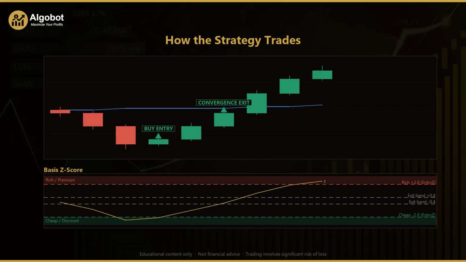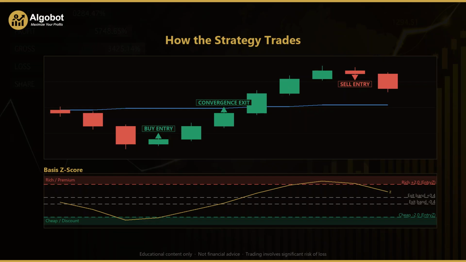Now watch the mirror image unfold. After that reversion, price keeps pushing higher and overshoots to the upside. It rises well above the fair value line, and in the panel below, the Z-score climbs through the +2 threshold into the premium zone. Price is now statistically rich. Just as before, the strategy waits. On the strongest up candle, the basis is still expanding, so no order is placed.